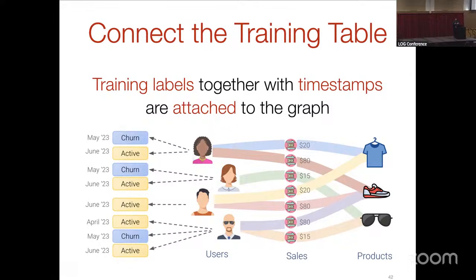And something also important, we have multiple labels for a particular node in the graph. And these multiple labels also have a different timestamp.